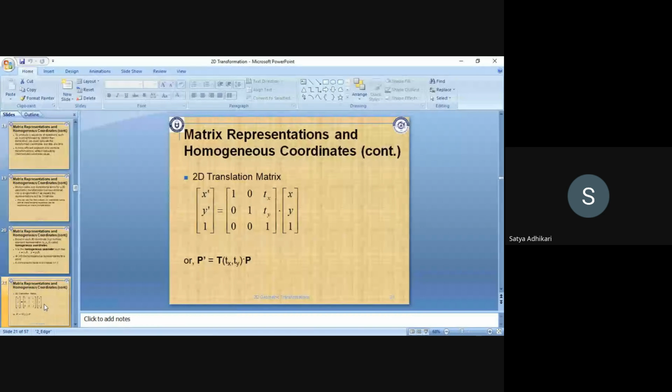So this representation is known as homogeneous coordinate representation, that is, matrix representation with homogeneous coordinates.